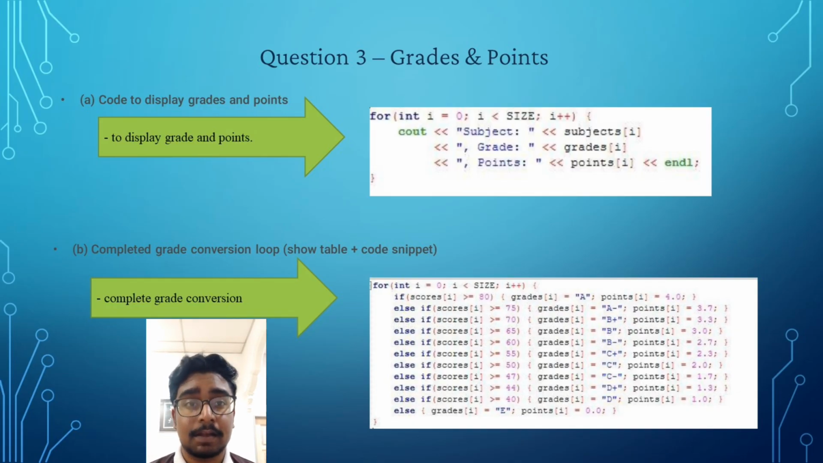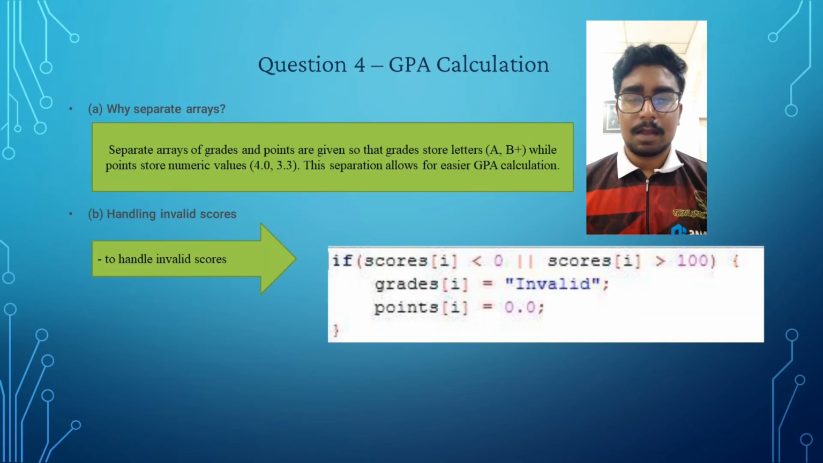As for question 3a, we are asked for code to display grades and points. And for question 3b, we are asked for a completed grade conversion loop. So, question 3 is focused on converting scores into grades and points. We display them using a loop and complete the grade conversion logic for all ranges based on UTeM's GPA scale. Here, I have added the code for both question 3a and question 3b. Now, let's move into question 4.